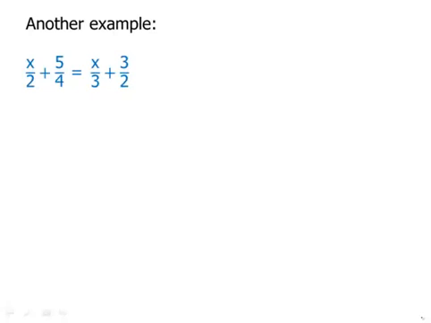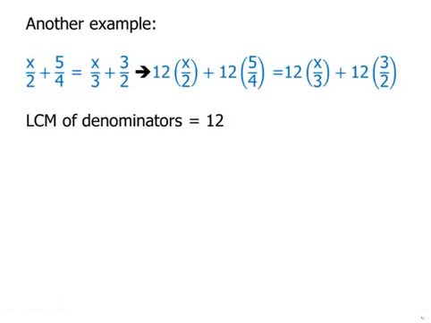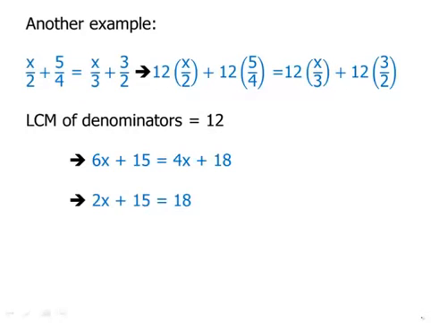Another example. Pause the video and try to solve this on your own. Okay, so here the least common multiple of all the denominators is 12. So I'm going to multiply every term by 12. That simplifies to this. Then we subtract 4x from both sides, subtract 15 from both sides, and divide by 2, to get x equals 3/2, and that's the answer.